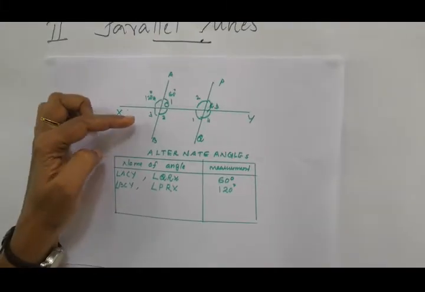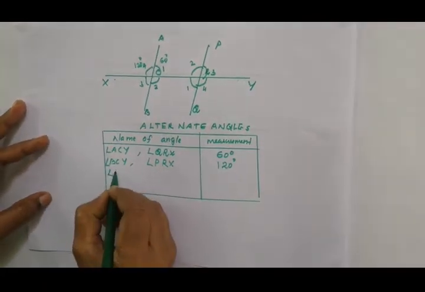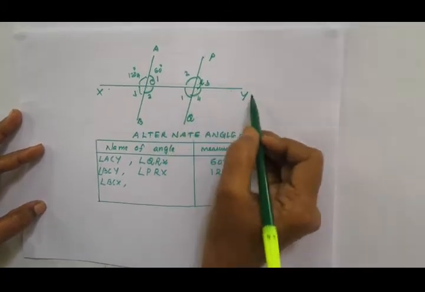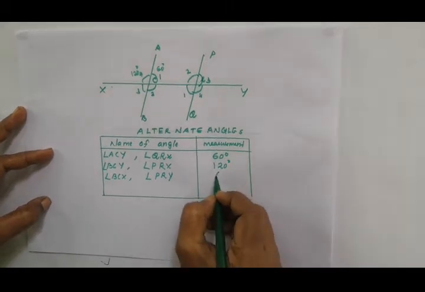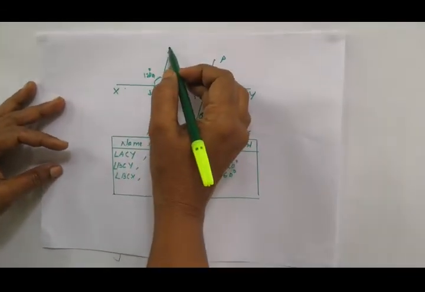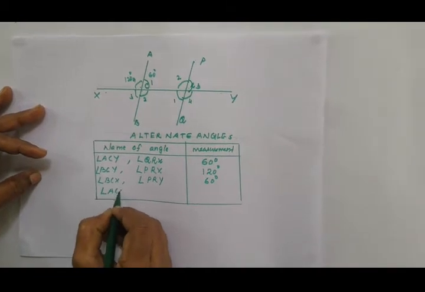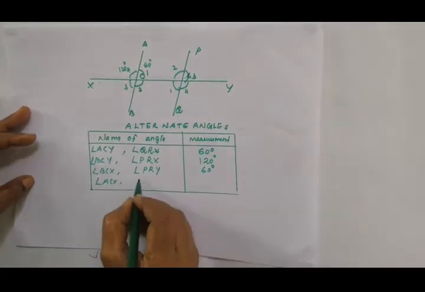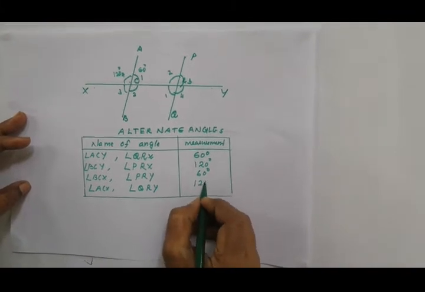Similarly, the next pair of alternate angles, angle BCX and angle PRY. Angle PRY is equal to 60 degree. Similarly, the next pair, angle ACX and angle QRY. Angle QRY is equal to 120 degree.